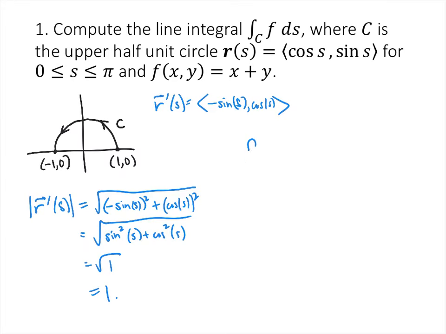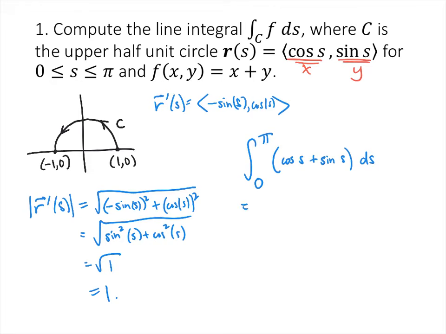So we can simply integrate from the starting value of s to the ending value of s, from 0 to pi, of our function x plus y, but now we take the x component and the y component of our parameterization and substitute them into our expression. Instead of x plus y, we get cosine s plus sine s. Then we can just integrate that with respect to s, since our curve is parameterized by arc length.